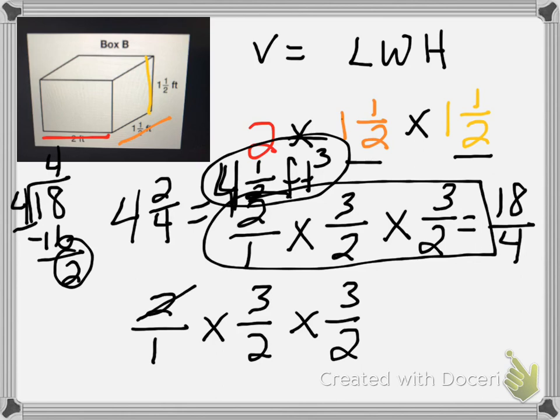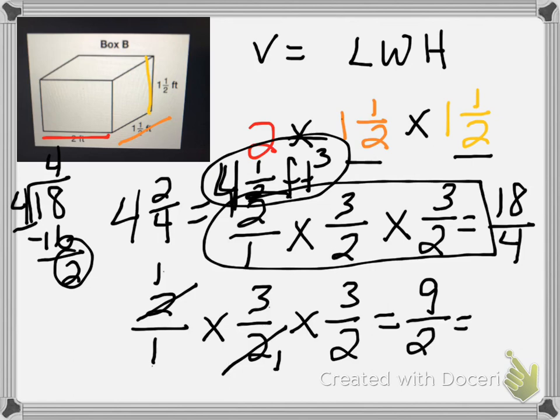I can take this 2 and cross-reduce it with the 2 down here. This becomes a 1, and this becomes a 1. I'm left with a 3 and a 2 and a 3 and a 2, so I can't cross-reduce anymore. So look what happens. I now have 1 times 3 times 3, which is 9. 1 times 2, which is 2.